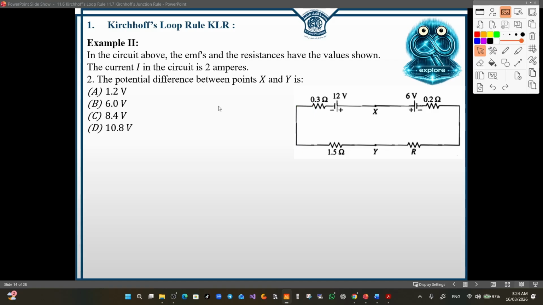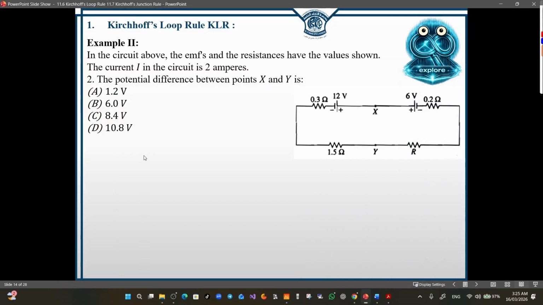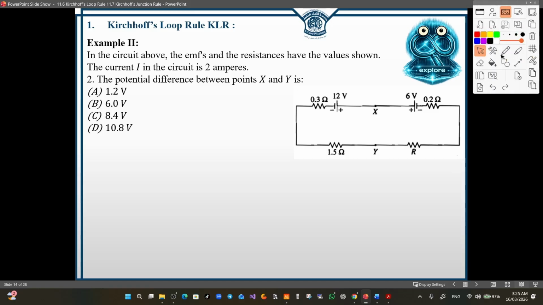In the circuit above, the EMFs and the resistances have the values shown. The current I in the circuit is 2 amps. What is the potential difference between points X and Y? So we need to find delta V XY.